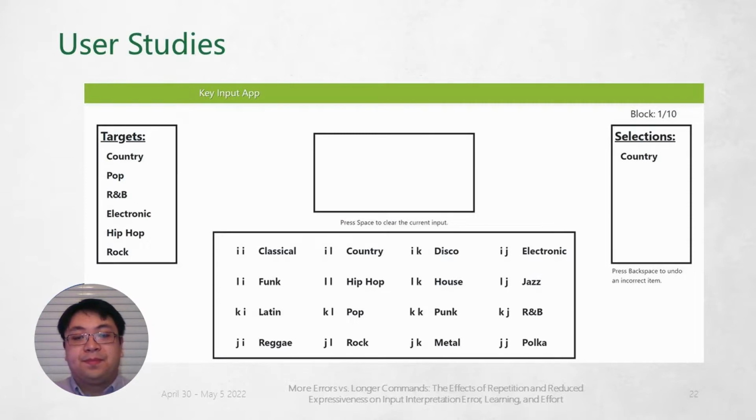If an error did occur, they would need to make a correction before moving on to the next item. Participants completed 10 blocks of training with 6 targets each. During these blocks, participants were measured for their task completion times, their command entry times, and the rate of user errors. Following the training blocks, the participants also completed a memory test that measured how accurately they could recall the command sequences from memory.